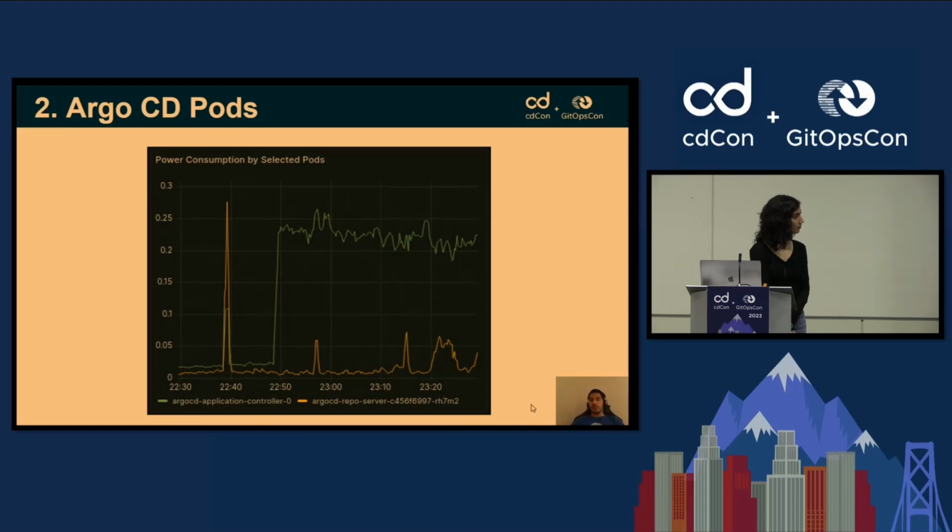Argo CD repo server seems to have peaks when there is an update to the code in the Git repository, which happens around every 15 minutes, which is the sleep time that we have set in the experiment script. While the Argo CD application controller is the one to which most of the power consumption is attributed.